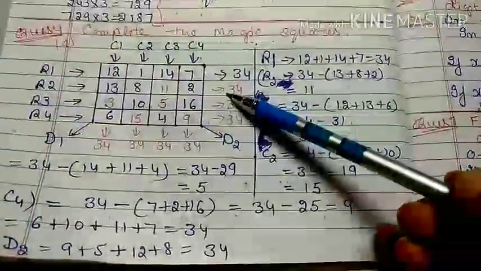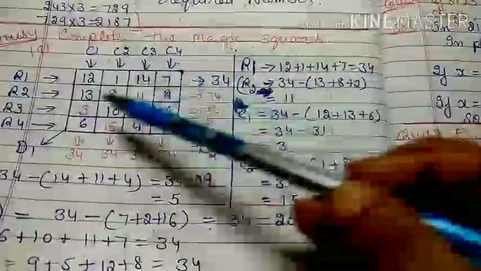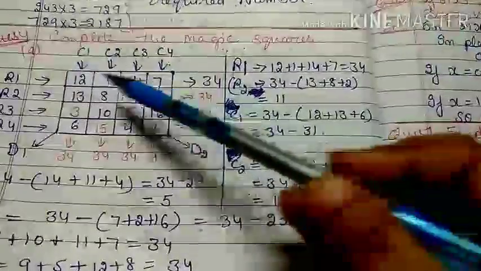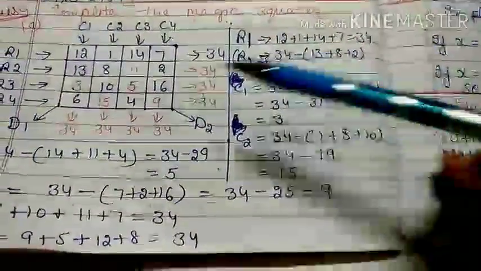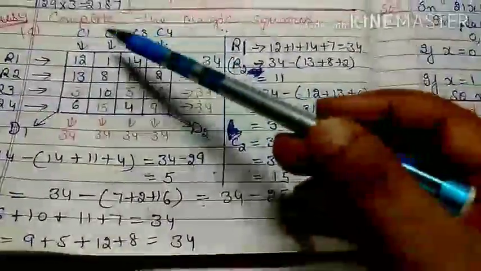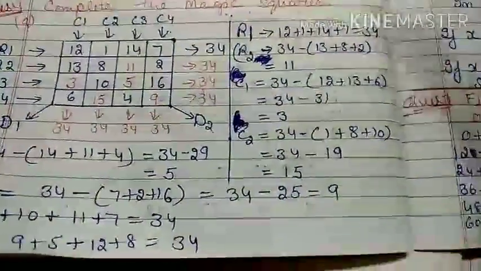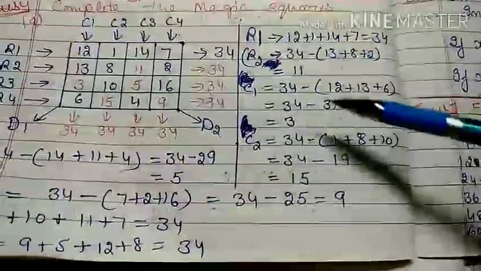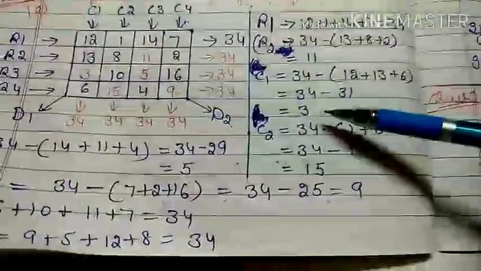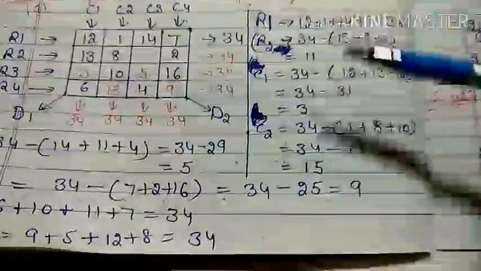Now next, after this row 1, you move to row 2. We know that the total is 34. So we subtract 13 plus 8 plus 2 from 34, which gives me 11. Similarly, next is column 1. Wherever a single number is missing, first you move to that to find the single number. C1 is 34 minus 12 plus 13 plus 6. 34 minus 31 gives me 3. Similarly, C2, the next single number is there.